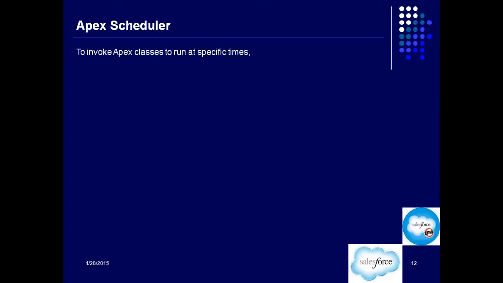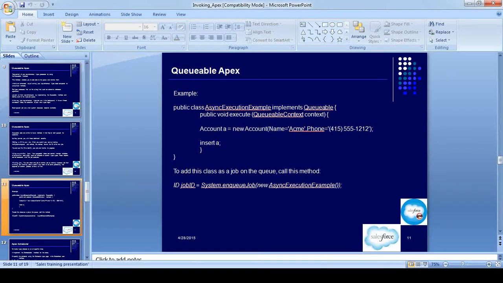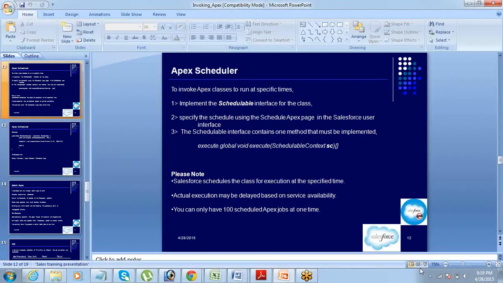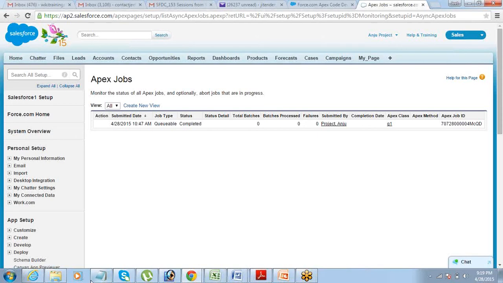Okay, so this is simple. If you have understood queueable Apex, you will understand this. I'm pretty sure queueable Apex is also simple, but this is even simpler. It is useful if you want your code to get executed at a specified time. To invoke Apex classes to run at specific times, you can use the Apex scheduler. What do you need to do? You need to implement the Schedulable interface. There we were using the Queueable interface; in this case, you have to use the Schedulable interface.